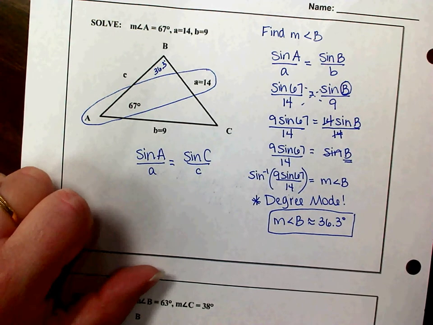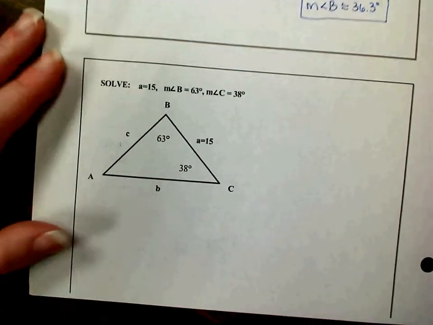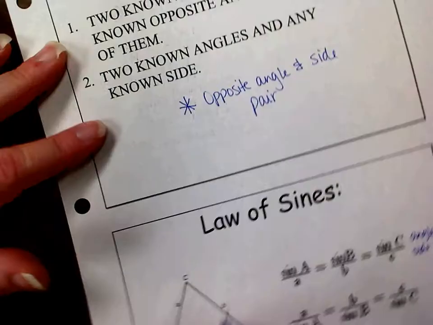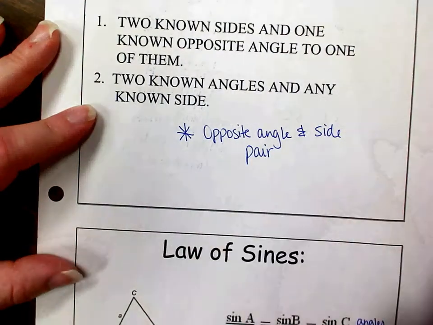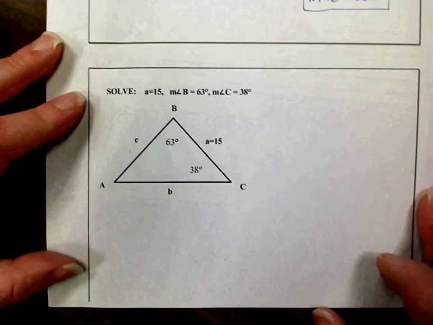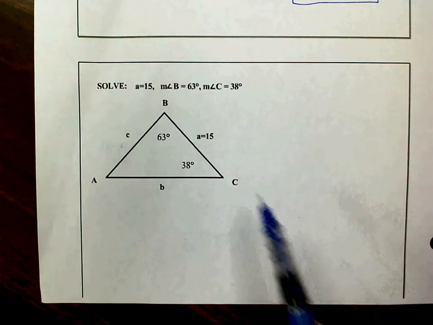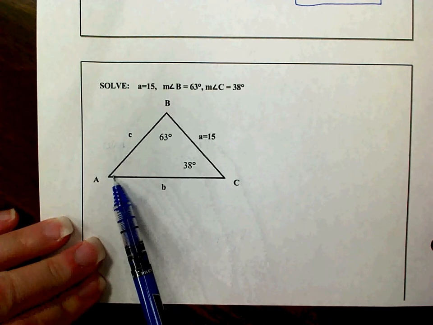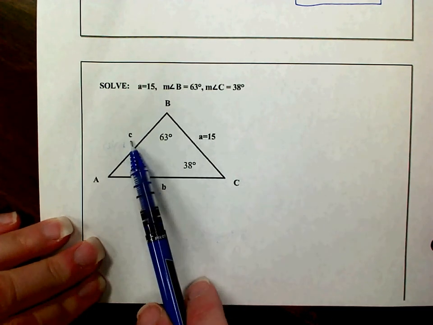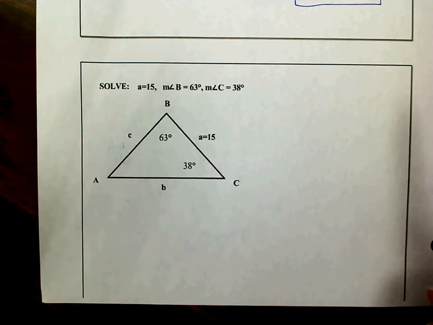Okay, let's look at our second example. This is that second case here where we know 2 known angles and 1 known side. But remember, we need an opposite angle and side pair to use this law of sines. I know side A, but I don't know angle A. I know angle B, but I don't know side B. I know angle C, but I don't know side C. So I can't use law of sines yet till I have an opposite side and angle pair.